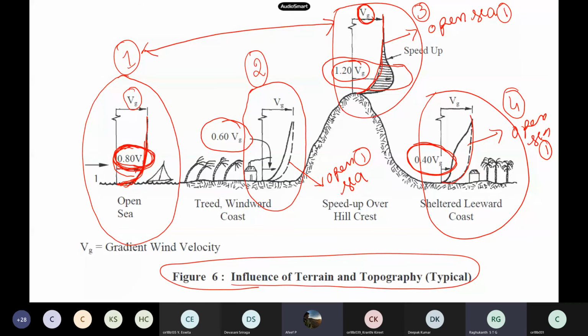The highest is 3, but the safest place to build your structure, if some of you are given the option, like in the open area, then this area, then 3, then 4, where will you build your house? Fourth one. Why? Because the wind speed is less. If wind speed is less, wind force will be less. If wind force is less, then your design dimensions will be less.